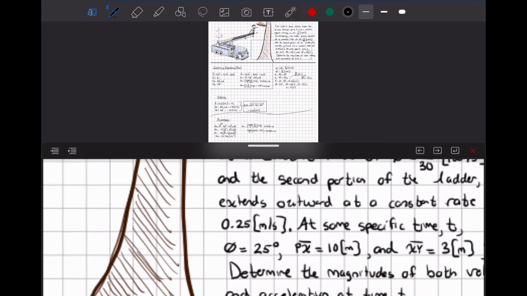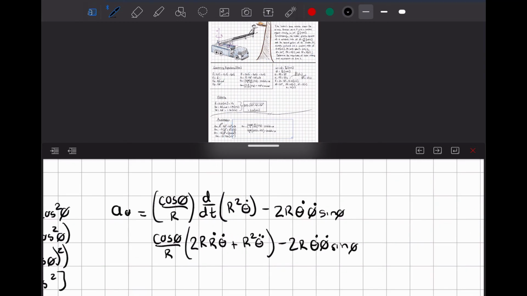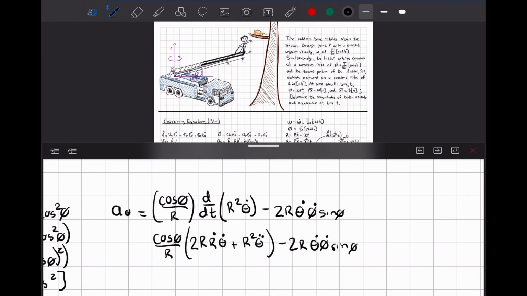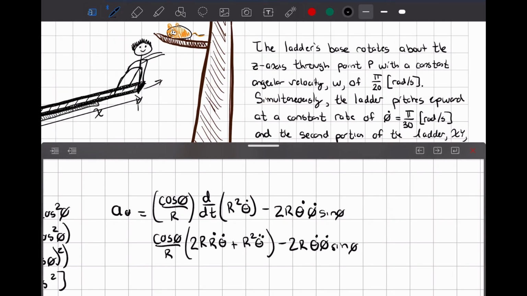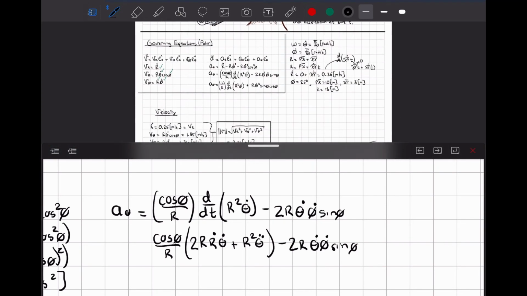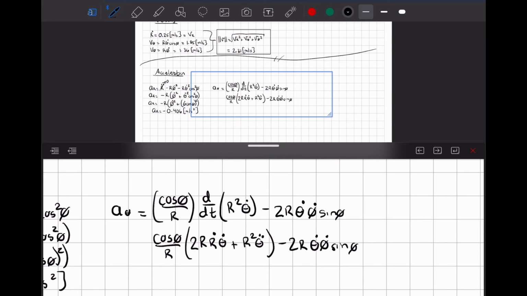But what do we know about theta double dot? I'll leave that box here and just zoom in. We know that the angular velocity is constant. Everyone see that there? We have this constant. And so that means that theta double dot is 0, right?